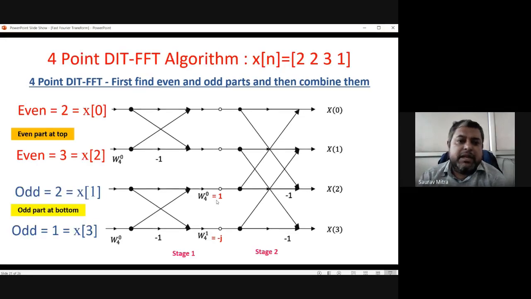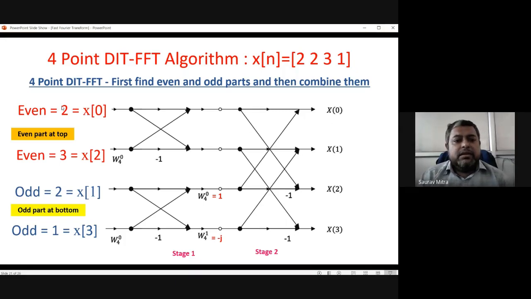This numerical we had seen, that is, the sequence given to us was 2 2 3 1. So this is small x0, small x1, small x2 and small x3, and the output is given by capital X0, capital X1, capital X2 and capital X3. The input side is the discrete time domain in n and the output side is the discrete frequency domain in k. You can check that the input is given by small x and the output is given by capital X.